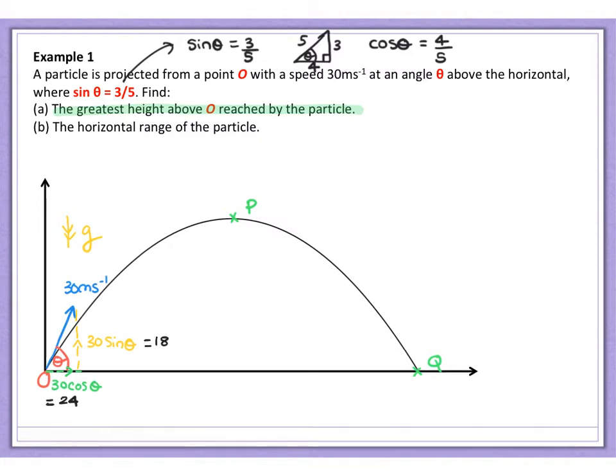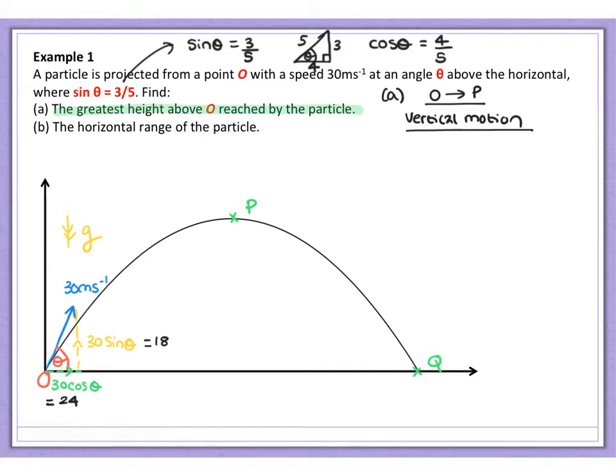Now, for part A, we want to look at finding the greatest height above O. So we're going to look at the journey from O through to P. So what do we know? From O to P, I'm going to look at the vertical motion because I don't really know much about the horizontal movement from O to P. I don't know the distance between O and P horizontally. I don't know the time taken to reach P. So I'm going to look at the vertical motion.